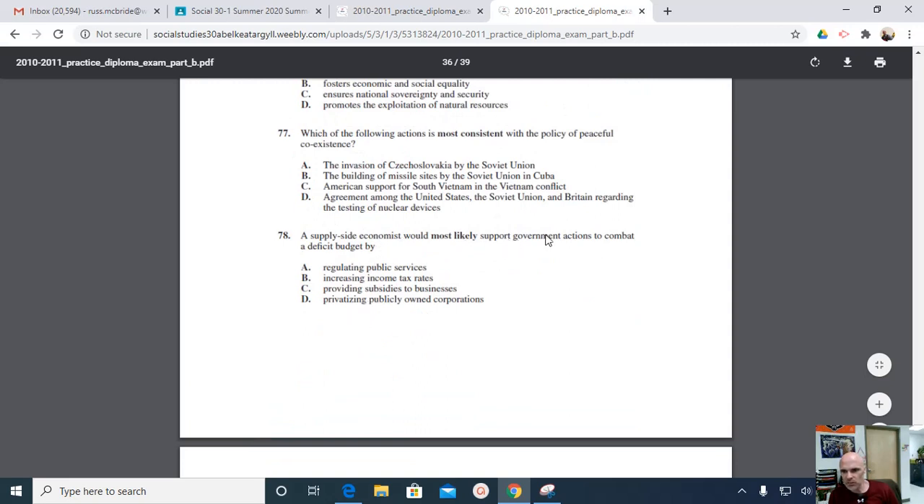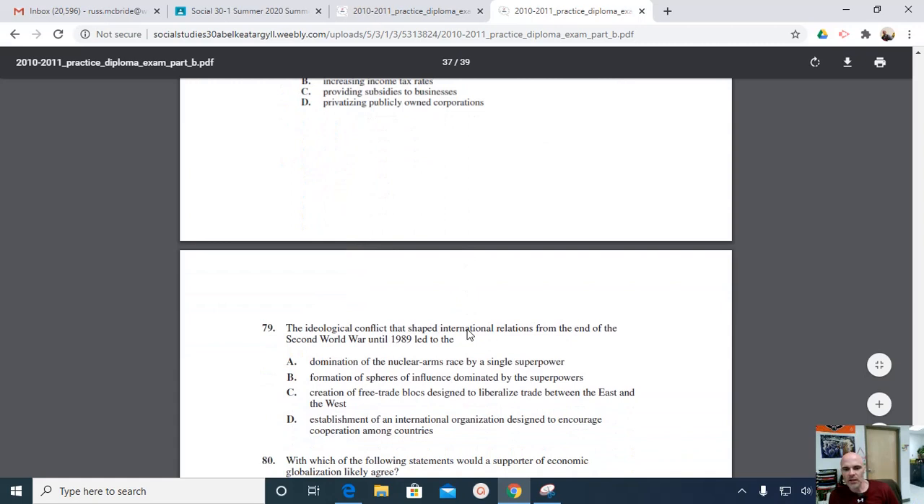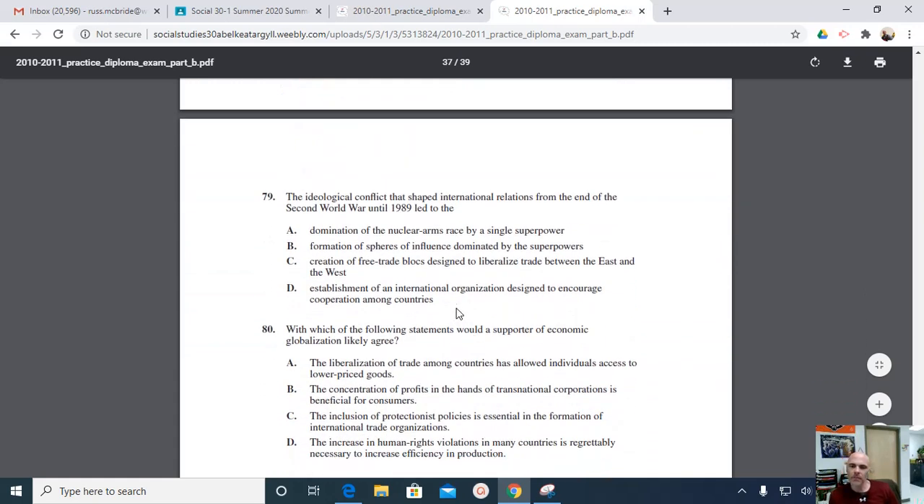Supply-side economists would most likely support government actions to combat a deficit budget by. Reagan would say, "Oh, my deficit. What am I going to do?" Privatizing publicly. Yep, they do that. Ralph Klein did it here. Providing subsidies. Nope. Increasing income tax. Nope. Regulating public services. Well, regulating it in the sense of giving less, but you want to deregulate because you want to have less people working for the government. So we're actually going to just say, let's privatize corporations like AGT, sell them off, make some money, make it look like you're the best premier ever, and then leave your province with a huge surplus. That's what we'll say, surplus.